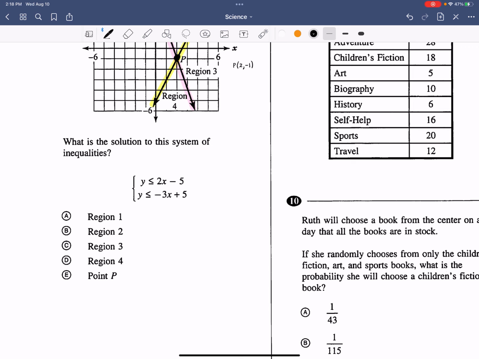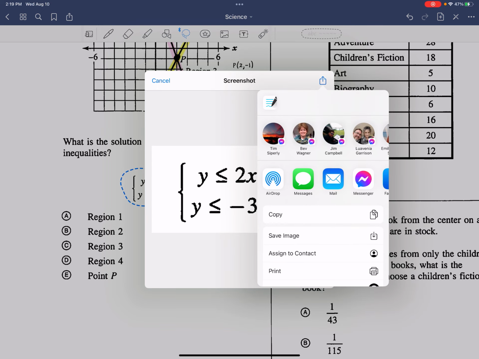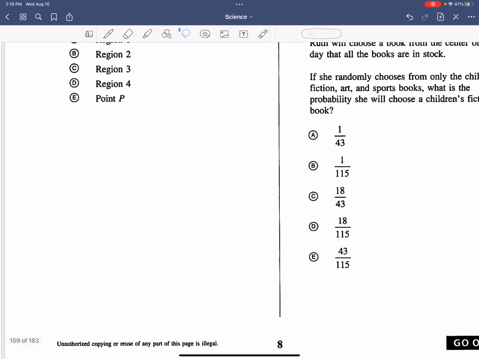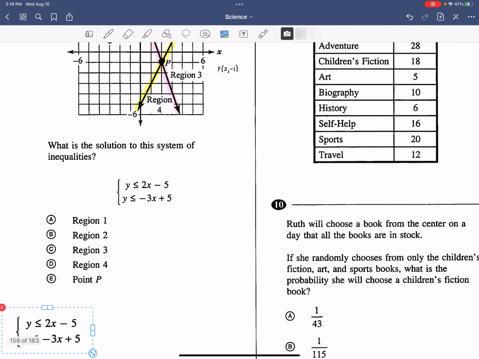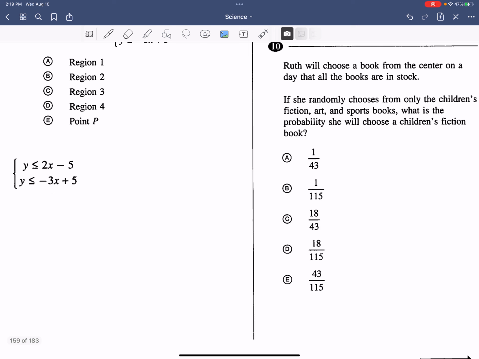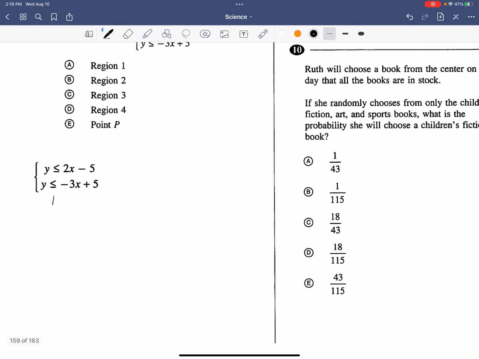So I'm going to take a picture so I don't have to keep writing. I'm getting lazy in my old age. Let's see, copy. Okay, so let's bring this down here. I'm just going to paste the system down there. And then point P was (2, -1). So I need that system of inequalities. And then P is over 2 and down 1. So I'm going to substitute this value for P into those two inequalities.